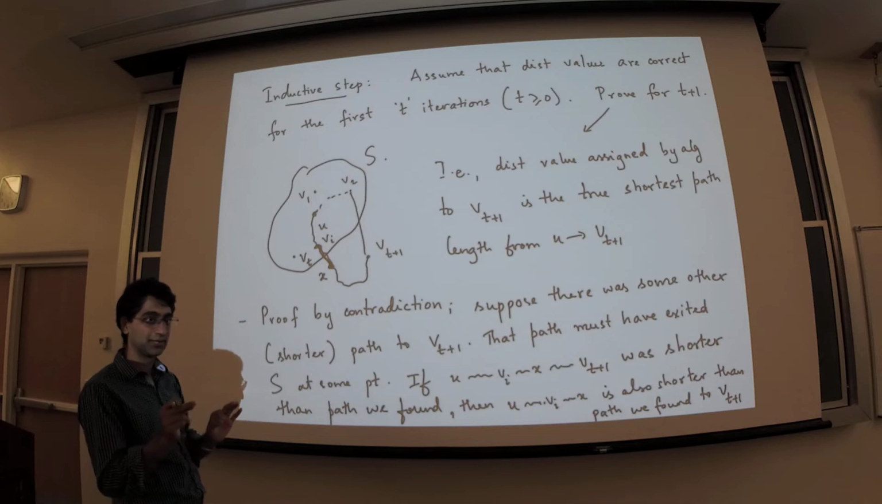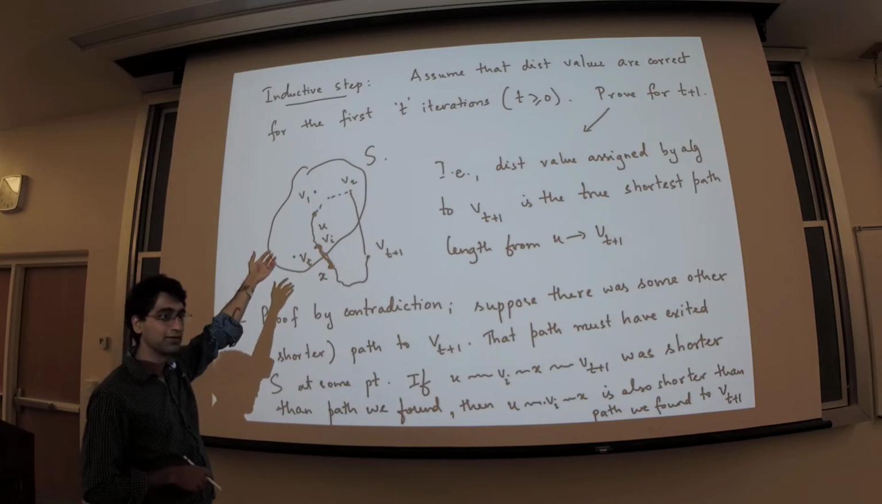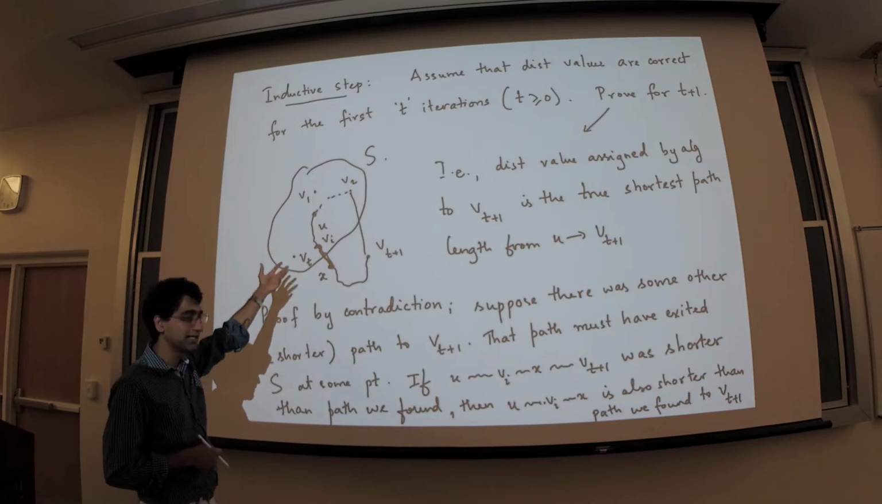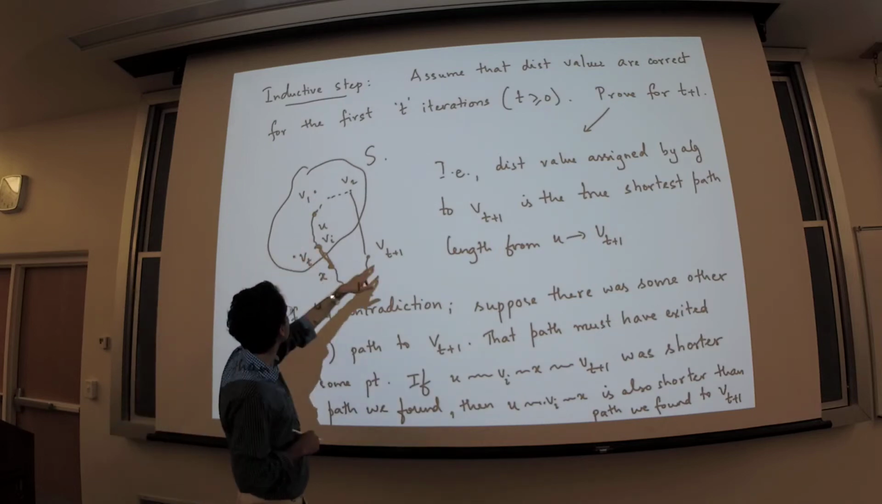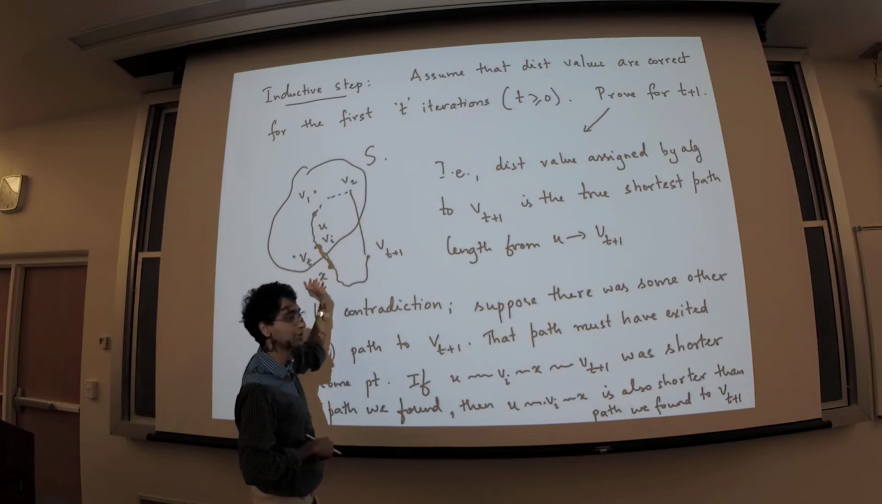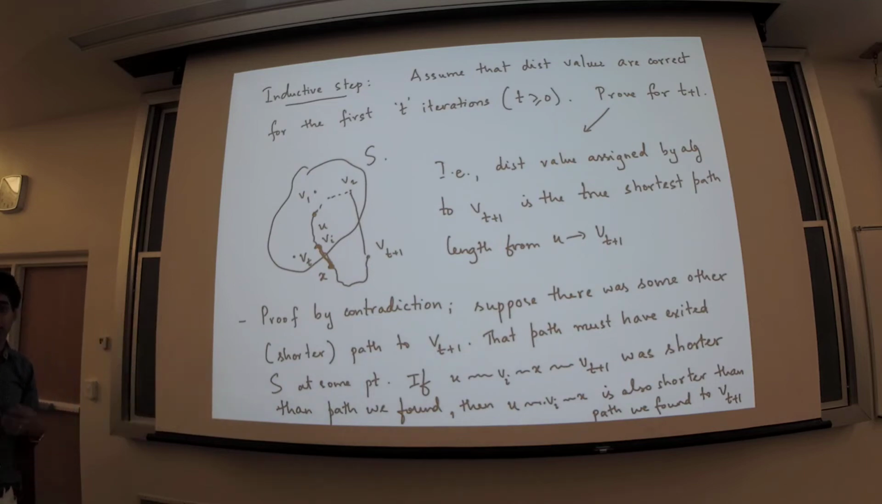I'm not trying to show that Vt plus 1 was truly the closest thing. That also we can prove if you want, but it will be a different argument. Actually, it will be very similar: you say suppose somebody else was actually shorter, and then you get the same contradiction. But that's not quite what we would like to show. We are showing the correctness of this procedure. We are just saying all the distances we found are accurate.